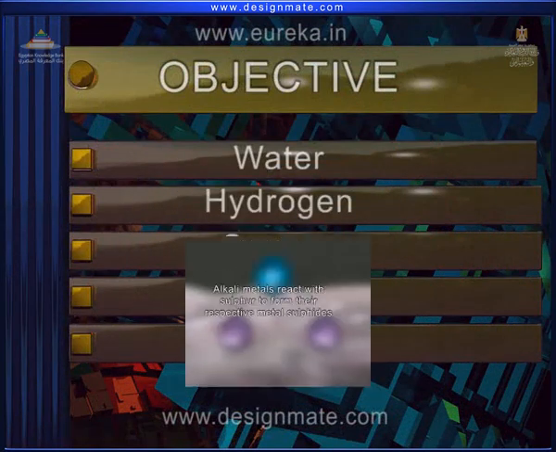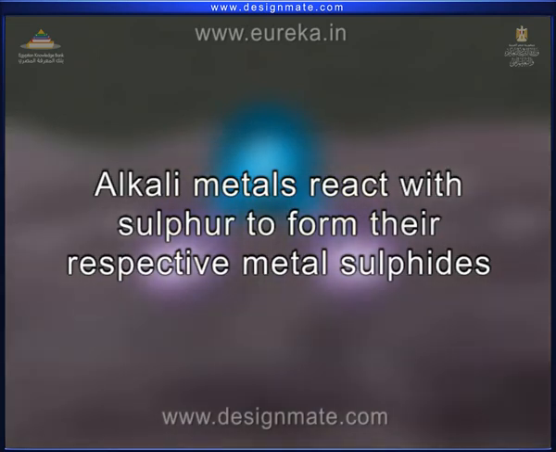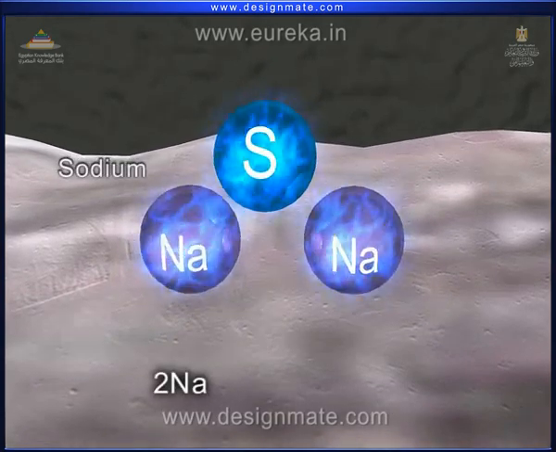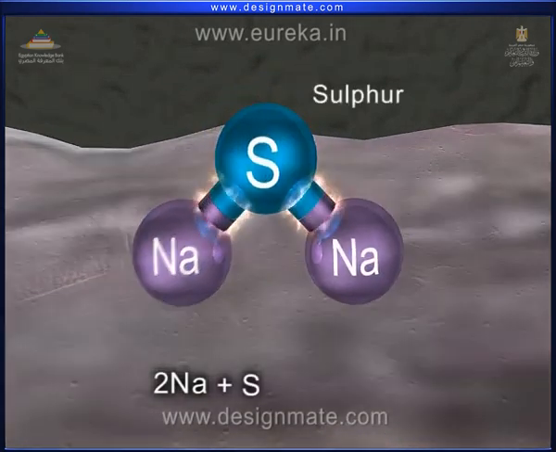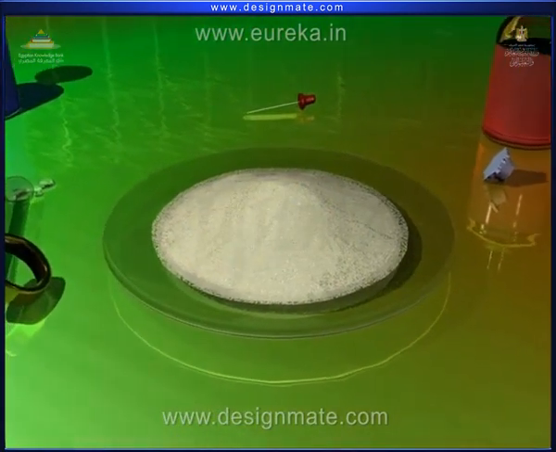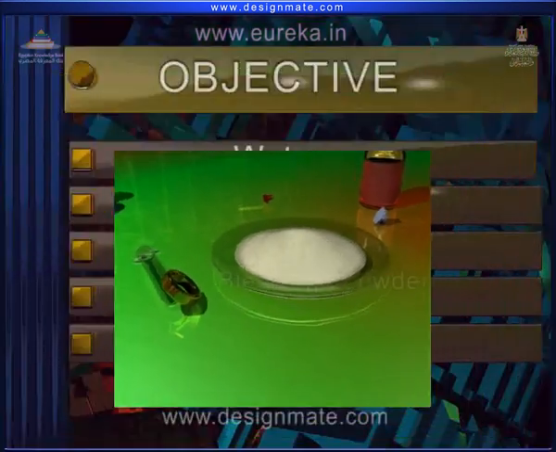Reaction with sulfur. Alkali metals react with sulfur to form their respective metal sulfides. For example, 2 moles of sodium react with 1 mole of sulfur to form 1 mole of sodium sulfide. Sodium sulfide is used in the textile industry as a bleaching agent.